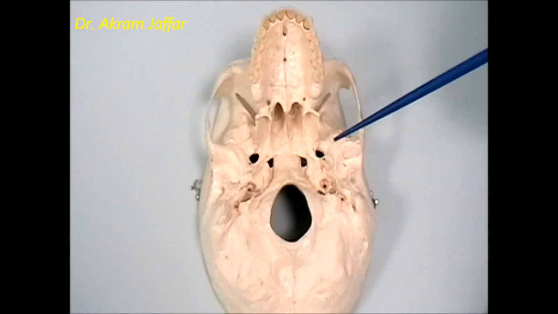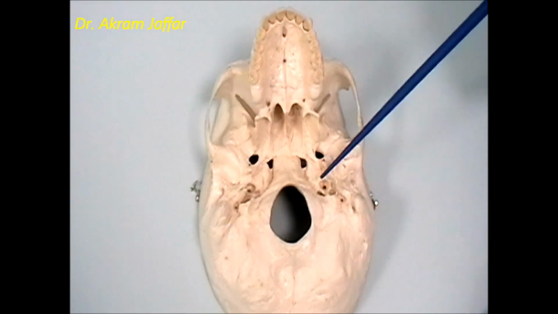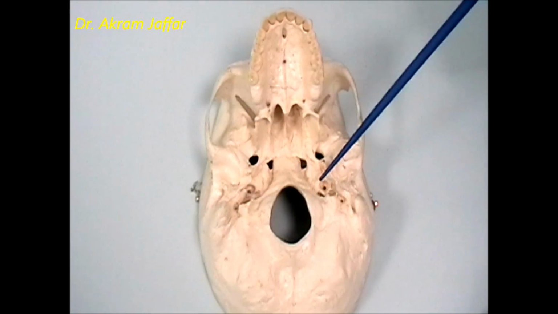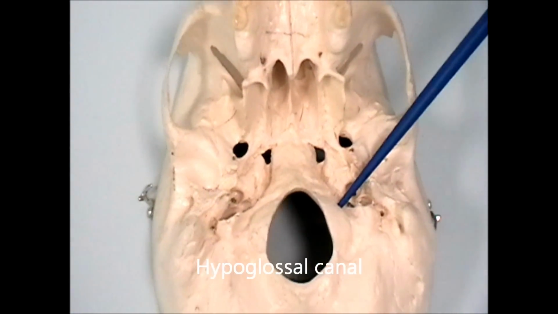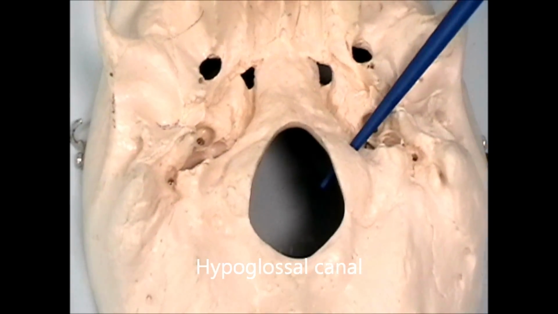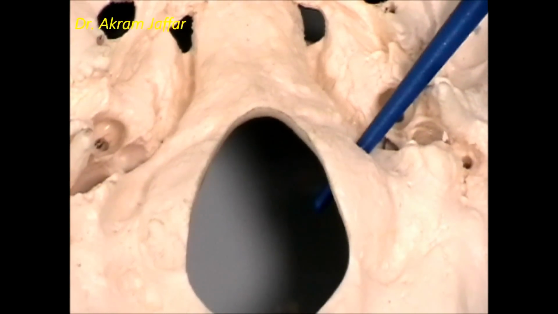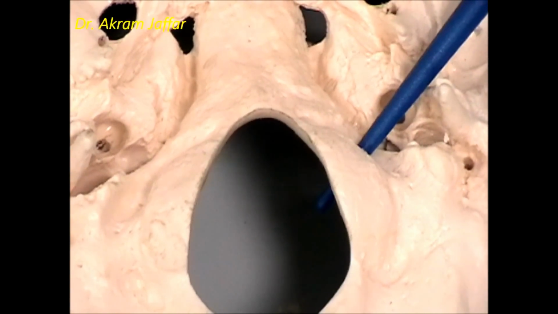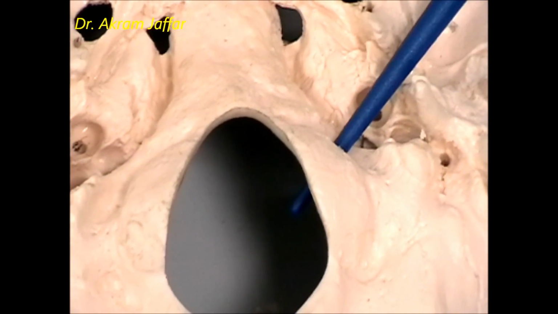Let's go a little bit backwards to mention something about another foramen, which is located superior to the occipital condyle. This is the foramen here, and this is called the hypoglossal canal. The hypoglossal canal transmits the hypoglossal nerve, the 12th cranial nerve that supplies almost all the muscles of the tongue.